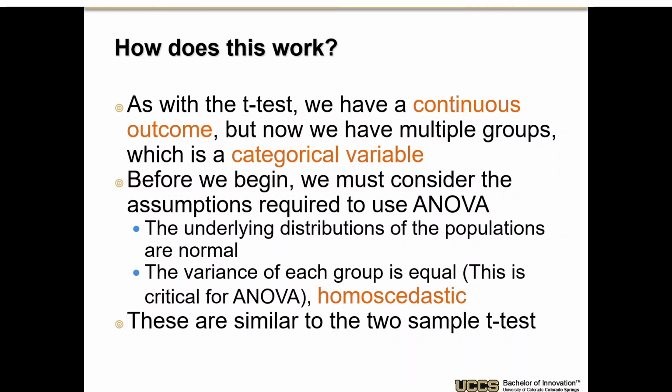As with the t-test, we have a continuous outcome, but we've now put things together. The underlying assumptions are that the distribution of the populations is normal, and the variance of each group is equal, which is what we call homoscedastic. It's the same as what we said for the t-test.